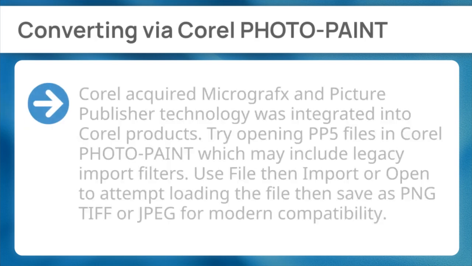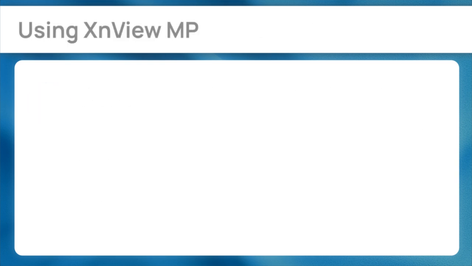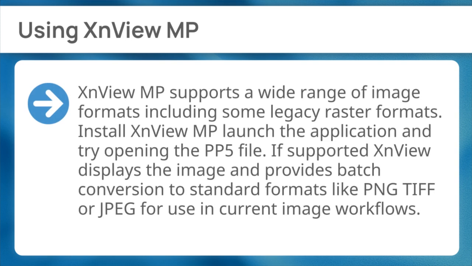Next, converting via Corel Photo Paint. Corel acquired Micrografx and Picture Publisher technology was integrated into Corel products. Try opening PP5 files in Corel Photo Paint, which may include legacy import filters. Use File then Import or Open to attempt loading the file, then save as PNG, TIFF, or JPEG for modern compatibility. Finally, using XNView MP.